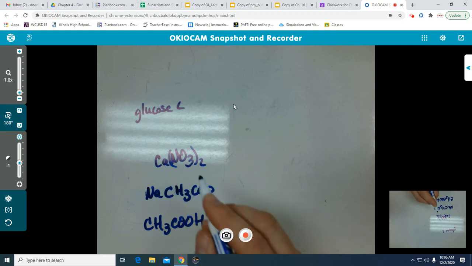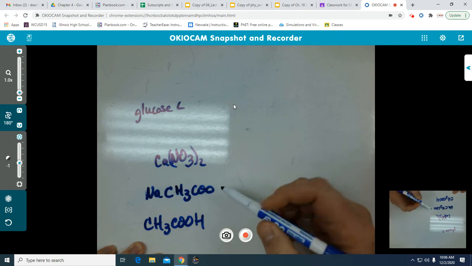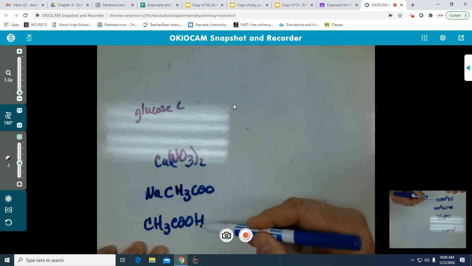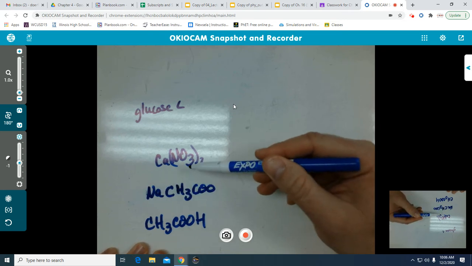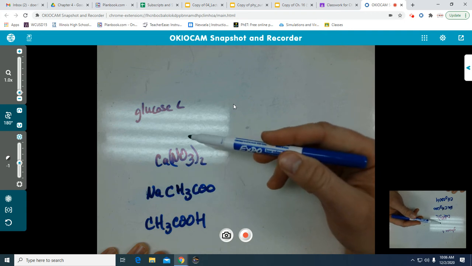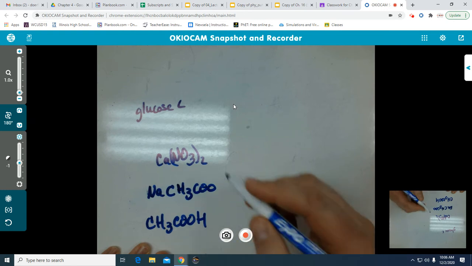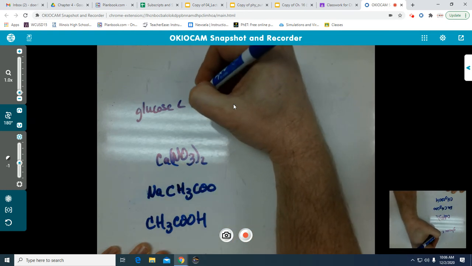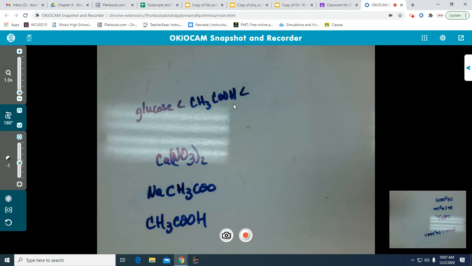Next, we have to look at these three substances. Again, this is calcium nitrate, this is sodium acetate, and this is acetic acid. Well, calcium nitrate and sodium acetate are ionic compounds. Therefore, we should expect them to be strong electrolytes. Acetic acid is an acid, but it's a weak acid. So we would expect this one, CH3COOH, to be very low on the conductivity.